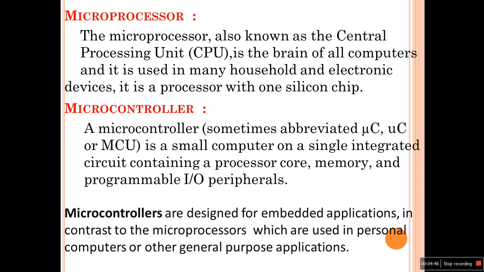What about the microcontroller? A microcontroller is sometimes called MCU. An MCU is like a small computer within a chip, which has memory and IOs and so on. So microcontrollers are small computers. They are designed for embedded system applications, whereas microprocessors are designed for personal computers and supercomputers for complex tasks and applications.